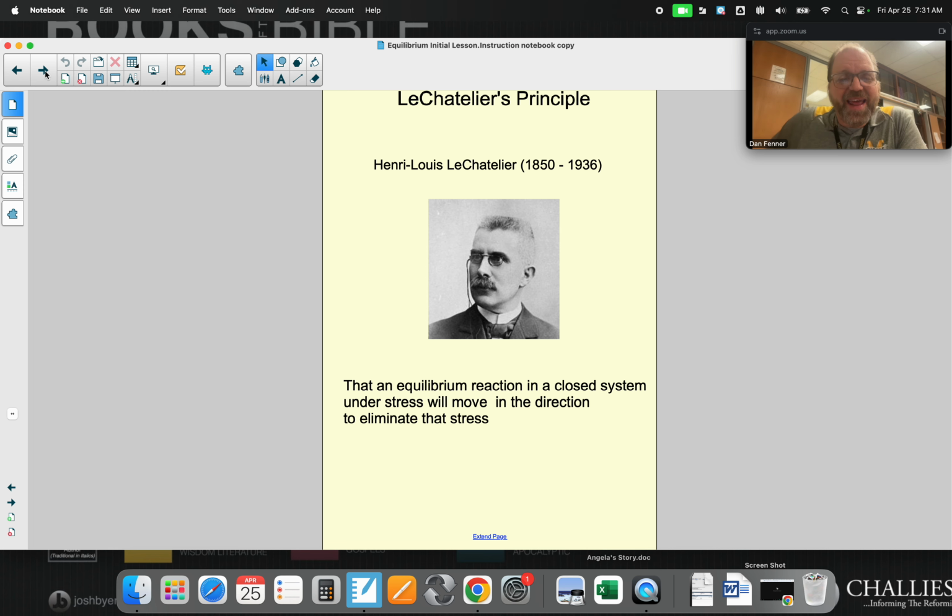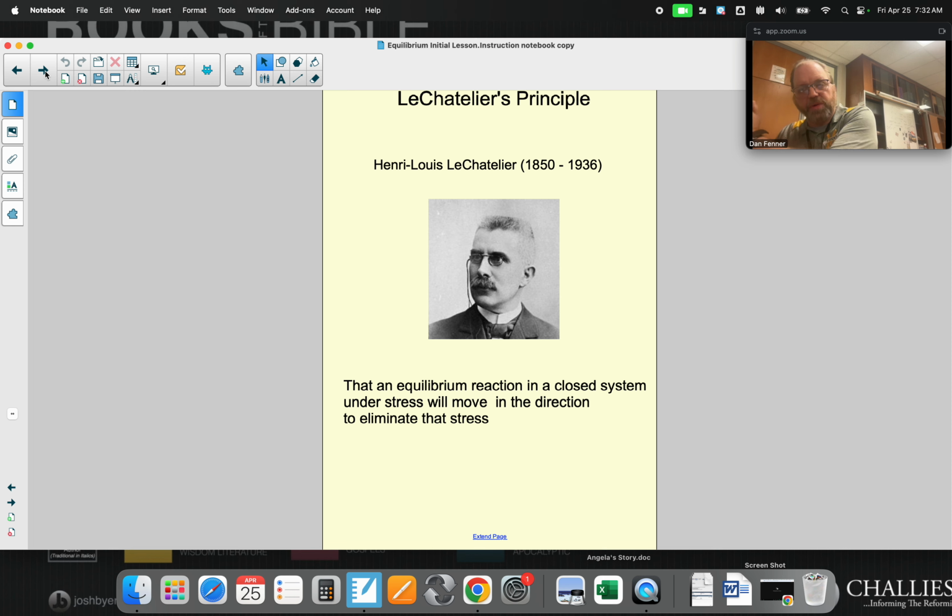And that says that at equilibrium in a closed system, so we're not allowing it to vent, it's got to come to equilibrium. Under stress, the equilibrium will shift in the direction to eliminate that stress. What does that mean? Where it's at when it reaches equilibrium, if we put a stress on it, that will change.